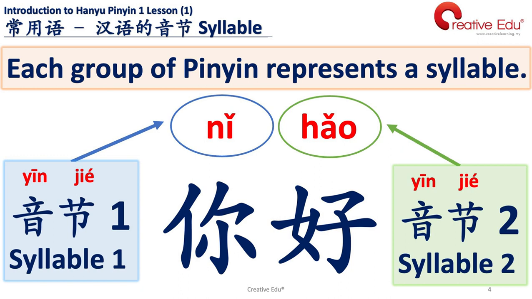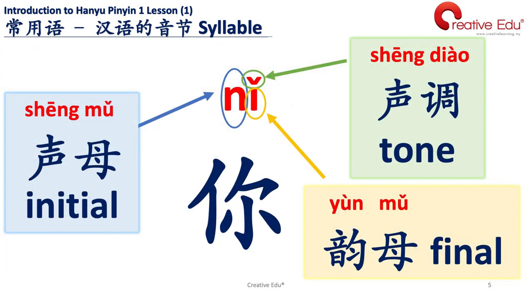Each group of 拼音 represents a syllable. In 你好, 你 is syllable 1, and 好 is syllable 2. 音节一 and 音节二. In each syllable, it is divided into 3 components, which are initial 声母, tone 声调 and final 韵母.